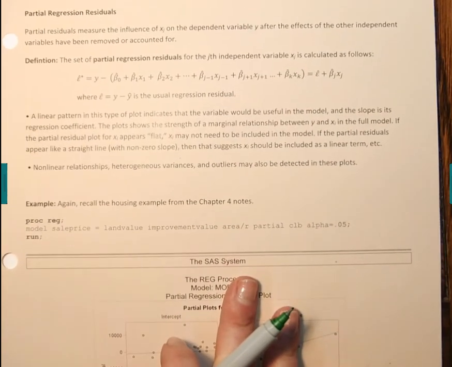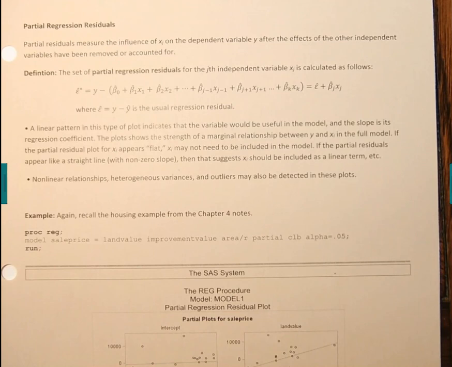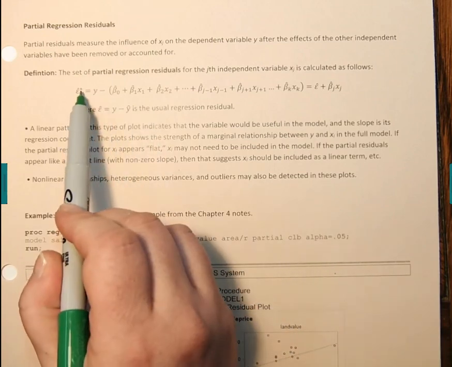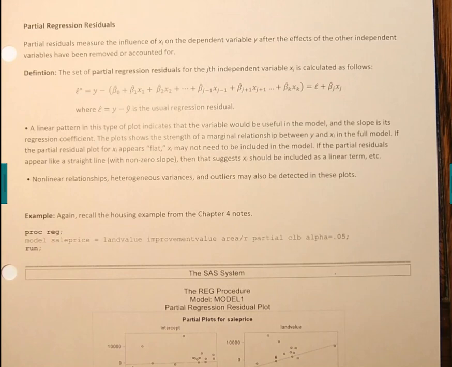All right, looking here at page 8, we're going to look at partial regression residuals. Partial residuals measure the influence of xj on the dependent variable y after the effects of the other independent variables have been removed or accounted for. Here we have our definition of what are called a set of partial regression residuals. For the jth independent variable, xj, we calculate this as follows. Notice we've got an epsilon hat star, which we use to denote a partial regression residual.